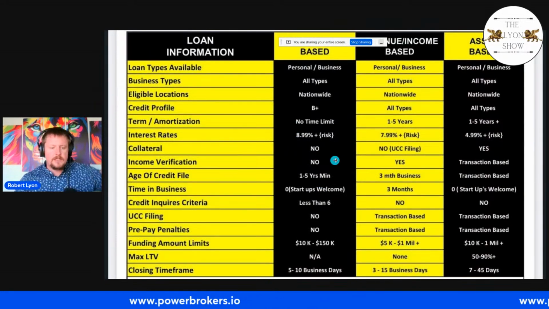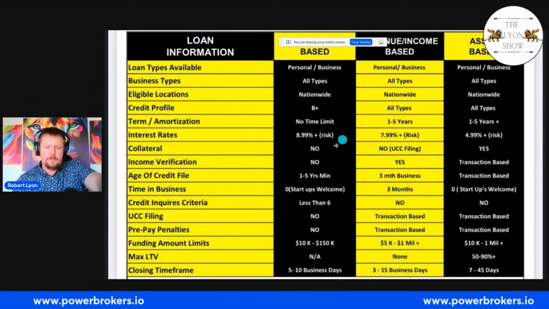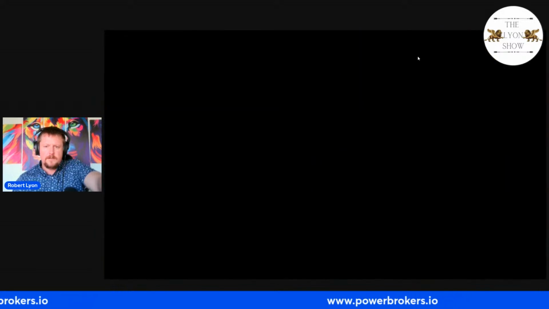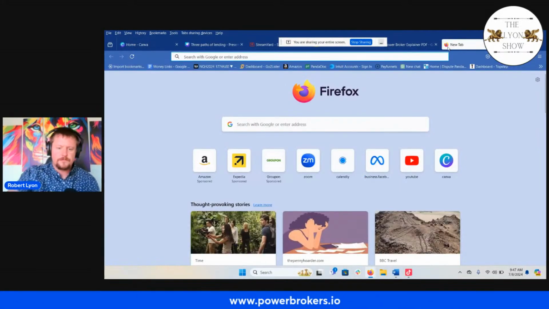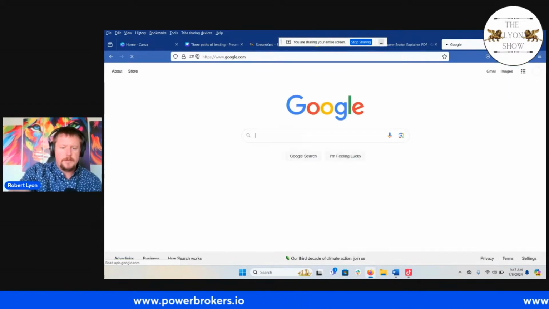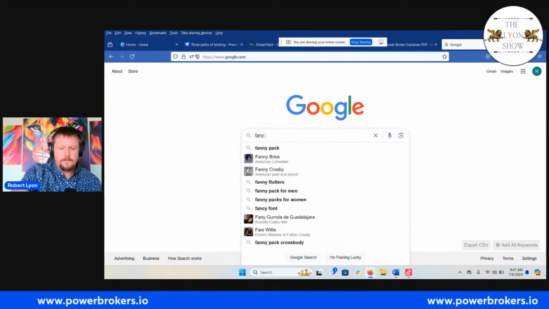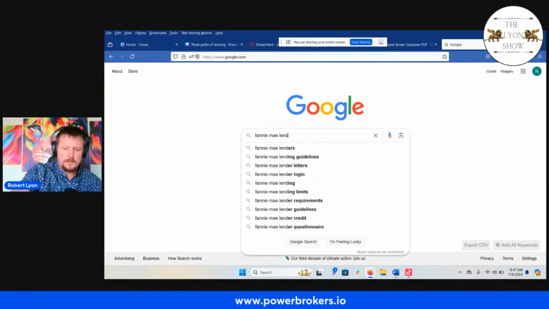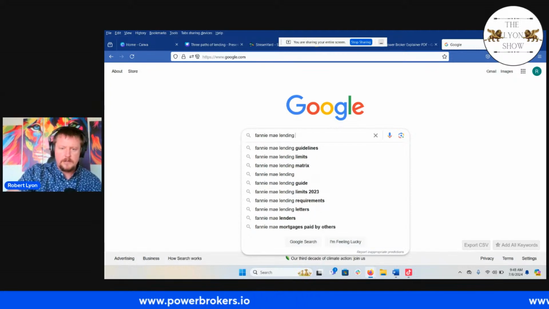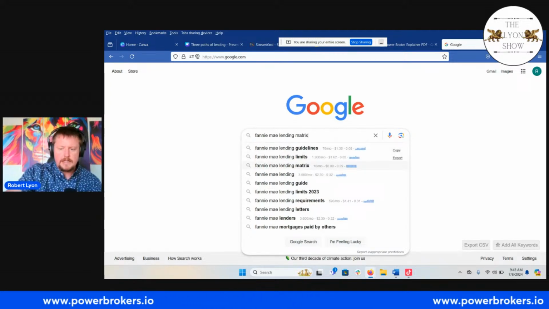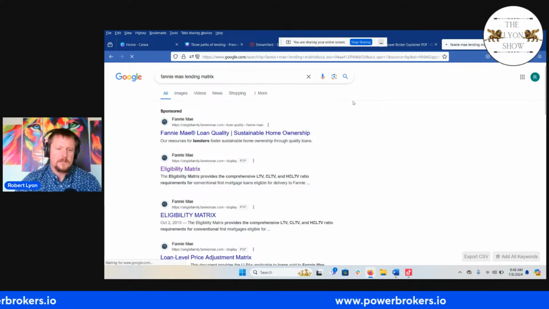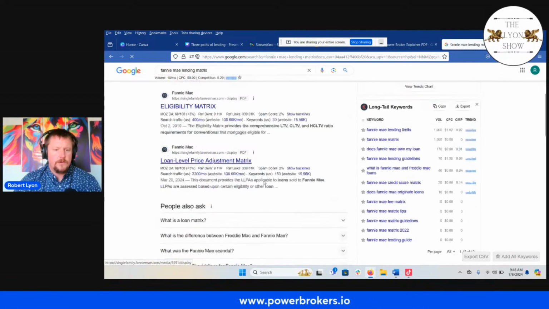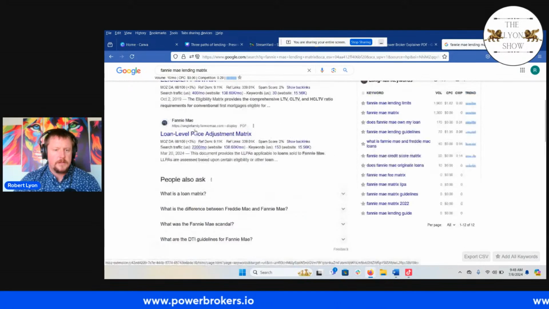So these are the kind of the matrices that you're looking for. Another example of what these kind of look like is like if you go to Google and you want to look up Fannie Mae lending matrix, this will tell you what people are basically looking at before you apply to them. And the lending matrix essentially tells you what it is you're eligible for, what you can do, and so on and so forth.